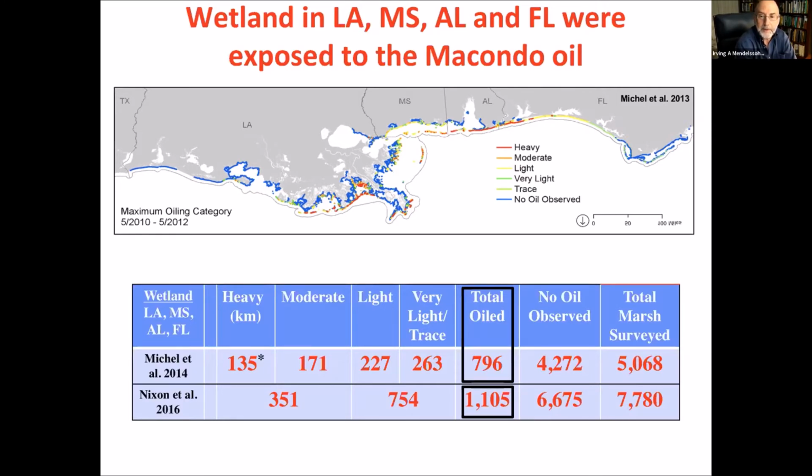So for argument's sake, let's just say that there was about 1,000 kilometers of wetland shorelines that were oiled, and this is for Louisiana, but also Mississippi, Alabama, and Florida. But remember, they had very few oiled wetlands. So this turns out to be about 600 miles of oiled shoreline, which is the distance from Houston to Baton Rouge and back. So this is not a trivial amount of oiling by any means.